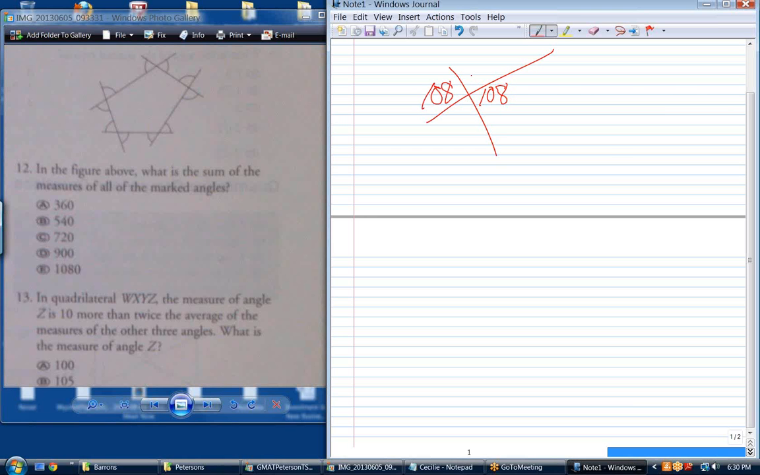and this one is the same as this one, so this would be 72 because it's supplementary with this one. So this one would be 72. So they would total 144. How many of those pairs do I have? Well, you have 5, so you have 720.